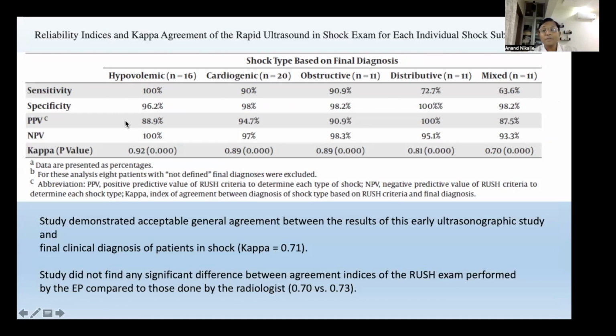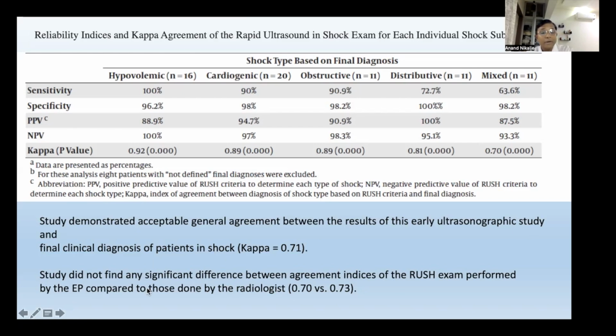If you look at the specificity, it is almost 90 to 100%, and the positive predictive value is also very good, almost 90 to 100% in the different kinds of shock. Even the negative predictive value is almost 90 to 100%. So that is a really sensitive and specific method to diagnose shock in the emergency department. This study demonstrated acceptable general alignment between the results of early ultrasonography and the final clinical diagnosis of shock.